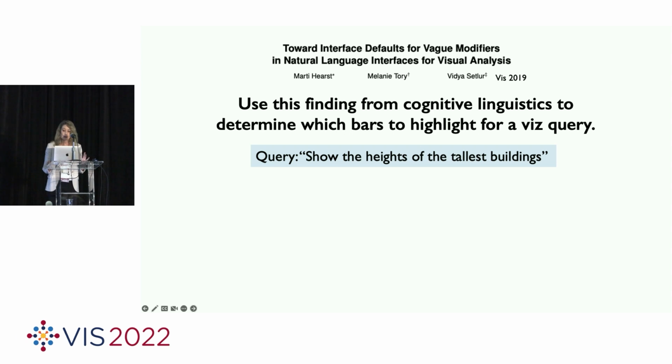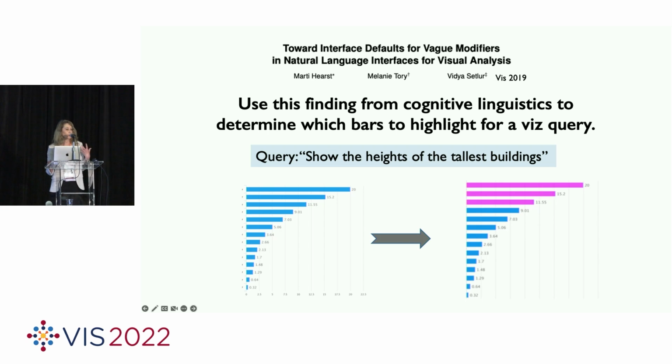And we use this to determine what the defaults should be for an interface that shows the answer in terms of bar charts. So for instance, for this exponential curve, we can use the model, depending on the distribution of the data, to figure out how many bars to highlight. So this is an example of combining findings from cognitive linguistics to information visualization.